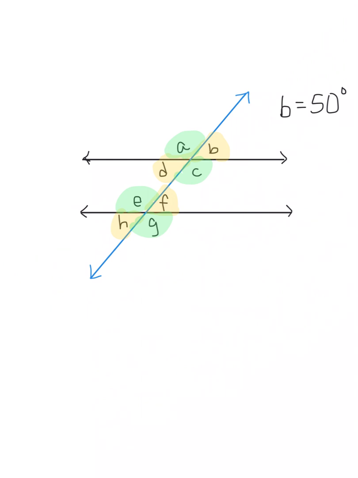To find their measurement, we're going to take the measurement that we know, B is 50, and I know that A and B are on a straight line. So I'm going to take 180, because that's a straight line, and I'm going to subtract 50. And that gives me 130 degrees. So that means angle A is 130 degrees. It also means that angle C is 130, E is 130, and G is 130.